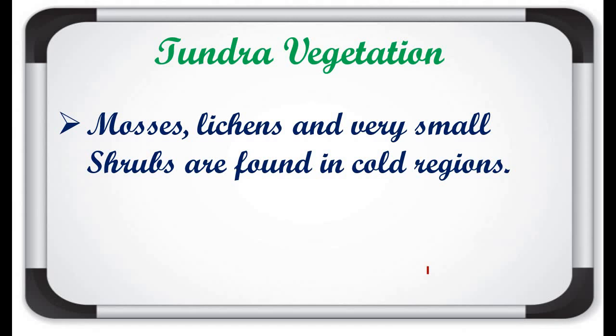Where the temperature is extremely low, the area does not support any significant vegetation. Only during the summer months, when the ice melts, do flowers, mosses and lichens appear. Understood?